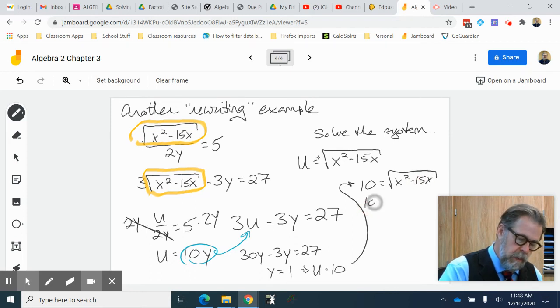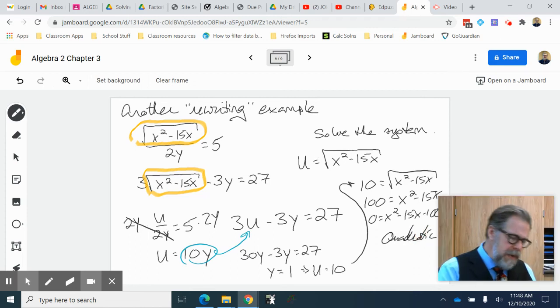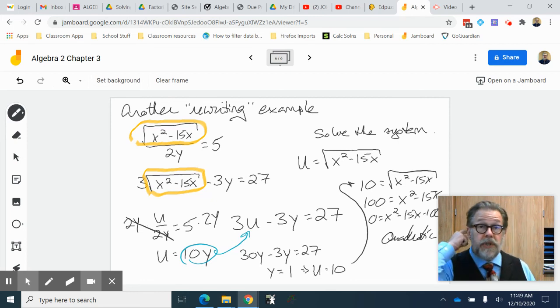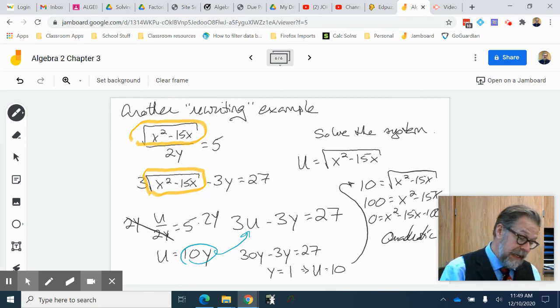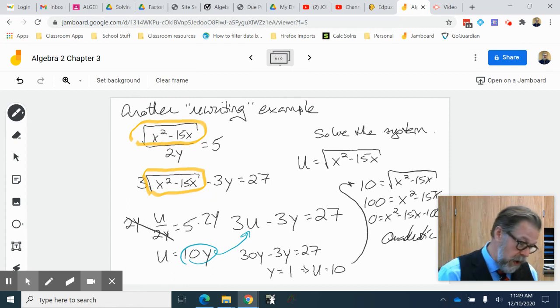I can square both sides. 100 equals x squared minus 15x. I can subtract 100 from both sides and I get 0 equals x squared minus 15x minus 100, which is a quadratic, which you can solve. So I eliminated this complicated square root of x squared minus 15x by noticing that the same complicated thing was in both of the equations.